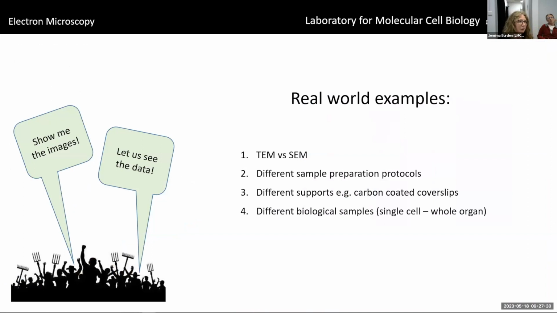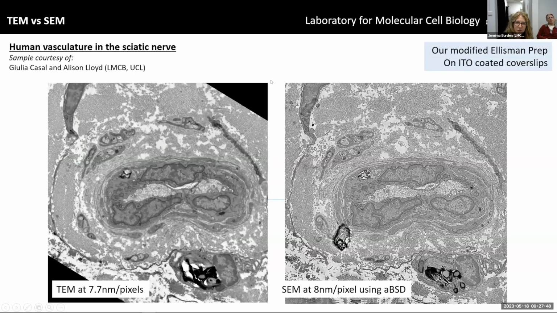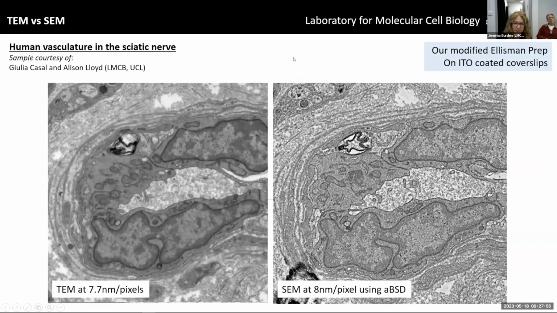So I'll quickly give you some examples of some of our in-house test data, whether it's TEM and SEM comparisons, sample preparation protocols, or different cover slips, and whistle stop through some project collaborations. So here is an example of TEM on the left versus SEM, and these both are at around 8 nanometer pixels. If we just zoom into those images, just to give you a comparison, for many features that a lot of our researchers are interested in, it's easily enough resolution.